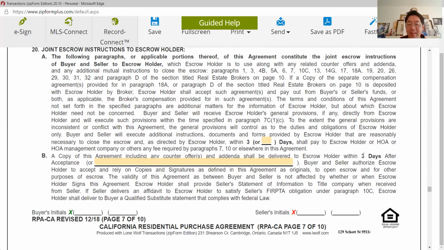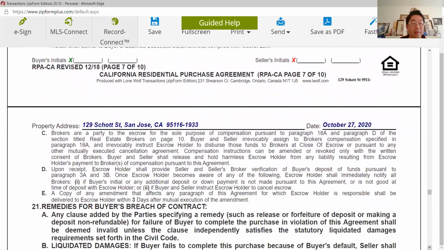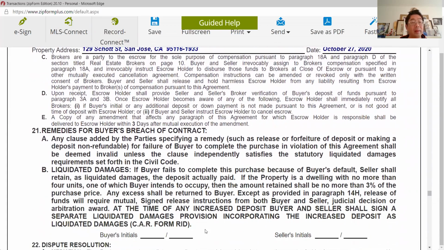So you see the first 3 days that we need to pay the initial deposit. The property address, the broker, the compensation, that's when the seller pays to us. So the seller needs to pay a lot of things, not just this.